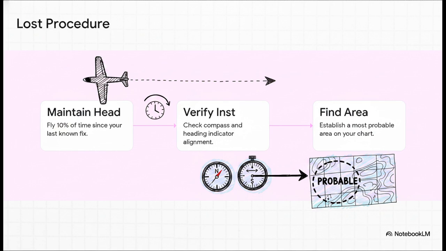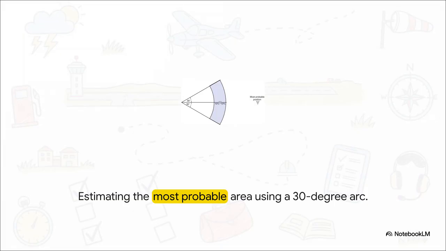First, hold your heading and keep flying for 10% of the time since your last known fix. Second, verify your instruments. Make sure your heading indicator didn't drift away from your magnetic compass. And third, systematically draw out a most probable area on your map. Here's a brilliant visual trick for that.